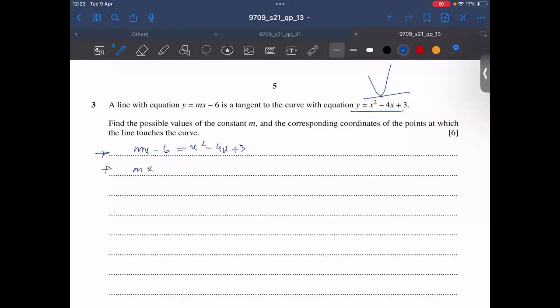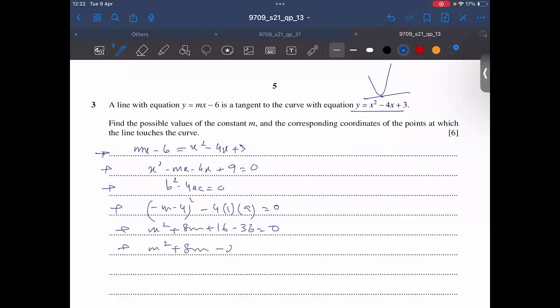So x square minus mx minus 4x plus 9 equal to 0. All right, this is the quadratic equation we are getting, and on this quadratic equation, we're going to be applying the condition that b square minus 4ac must be equal to 0 for this line to be tangent to the curve. All right, I have minus m minus 4 as a coefficient of x, minus 4 into 1 into 9 equal to 0. M square plus 8m plus 16 minus 36 equal to 0. M square plus 8m minus 20 equal to 0. So m plus 10, m minus 2 equal to 0. M comes out to be minus 10 and 2.